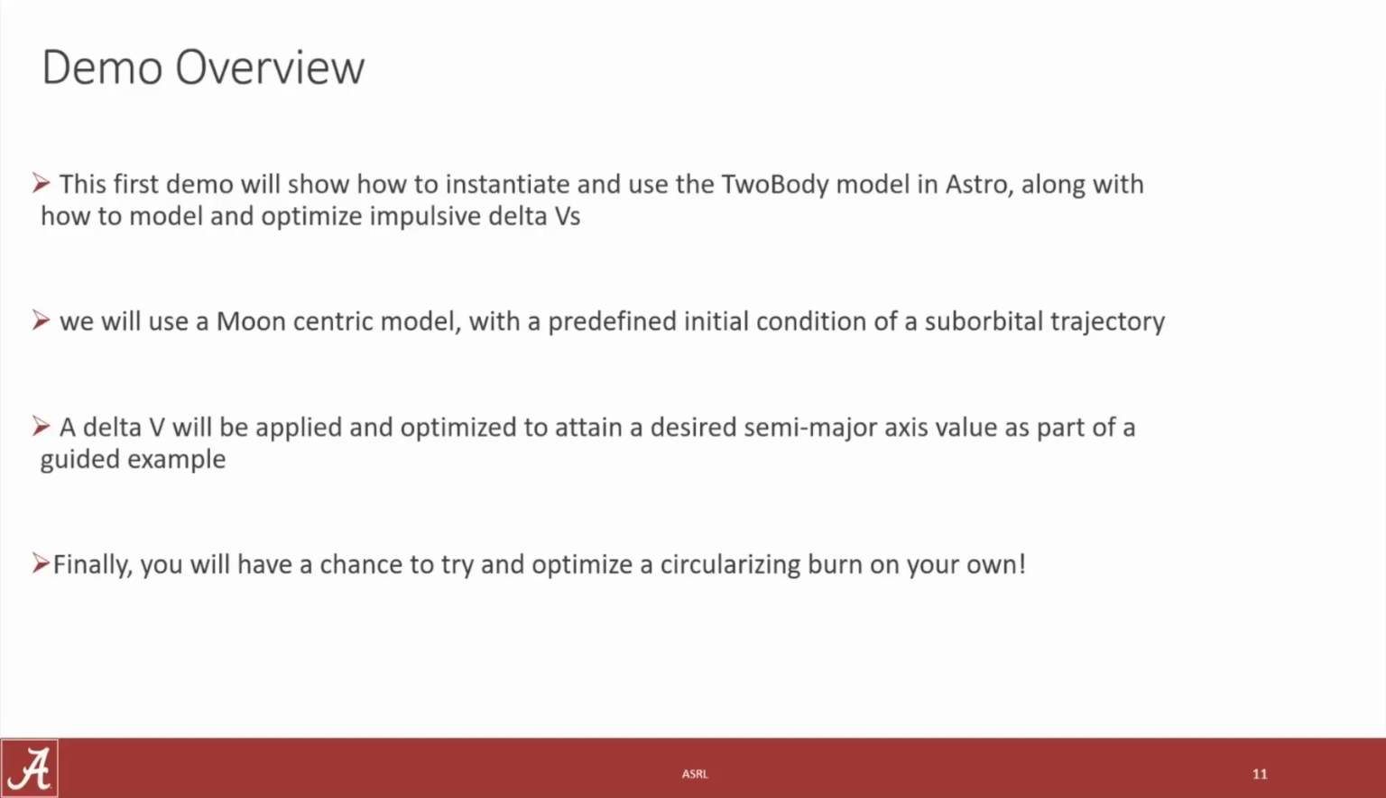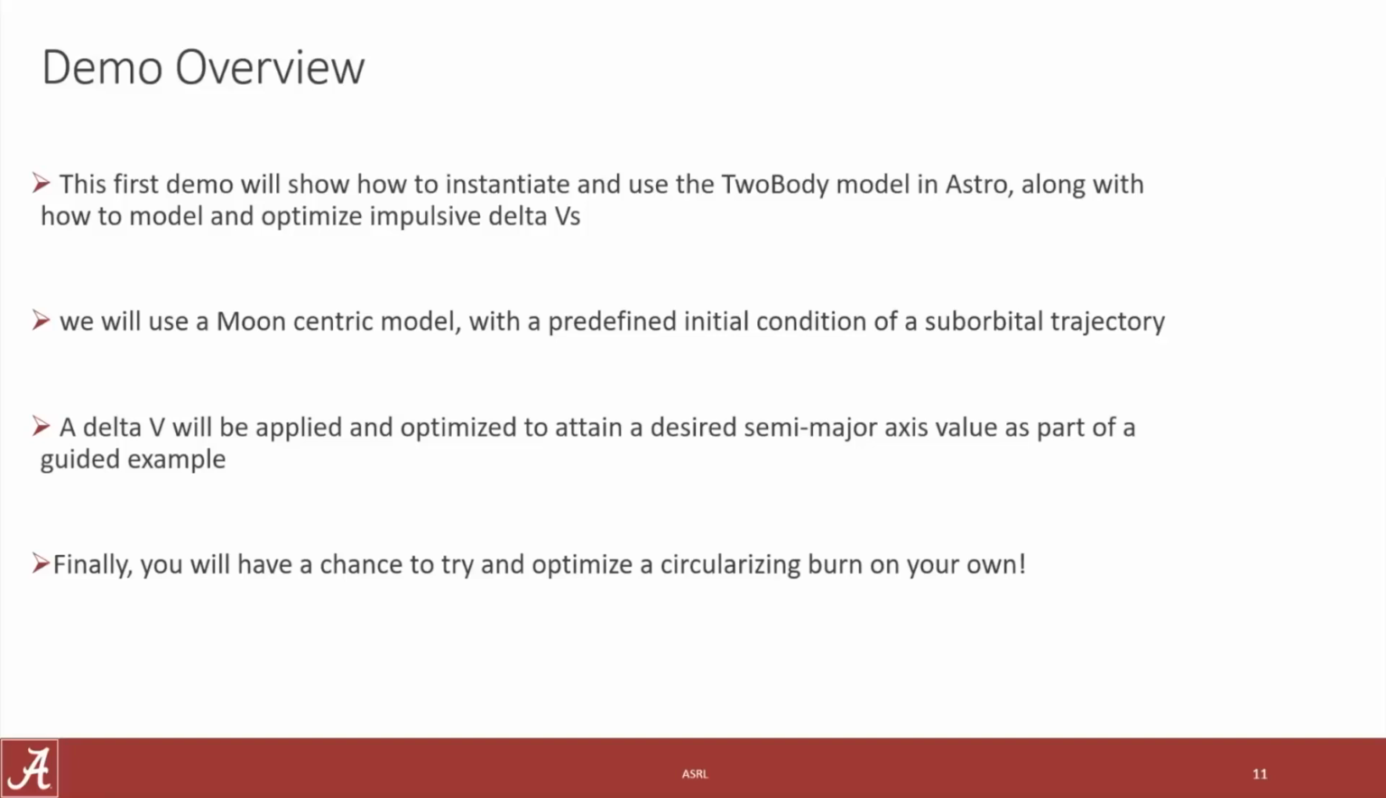I've got predefined initial conditions that I'm going to give you of a suborbital trajectory. It starts near the surface of the moon, and if you propagate that trajectory out, it doesn't even achieve lunar orbit. It's just going to do a small orbital hop on the lunar surface. But we're going to want to define a delta V that's applied and then later optimized to attain a specific semi-major axis value that we're desiring as part of this guided example.